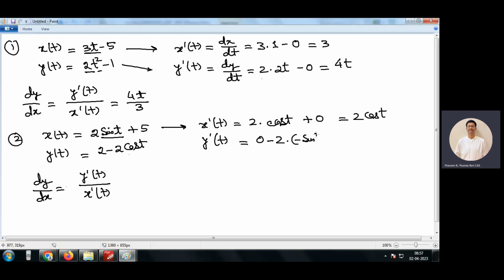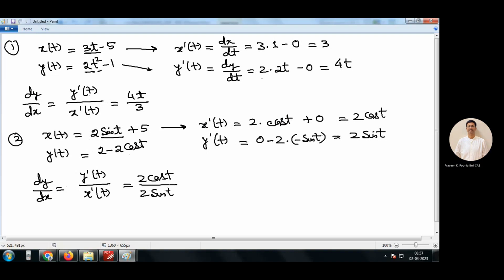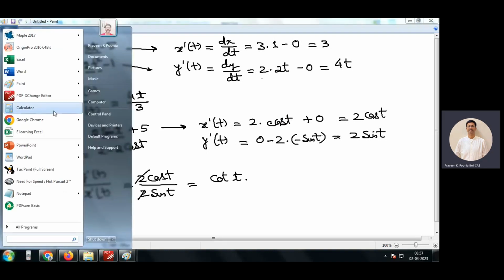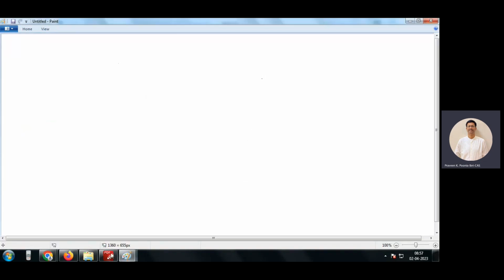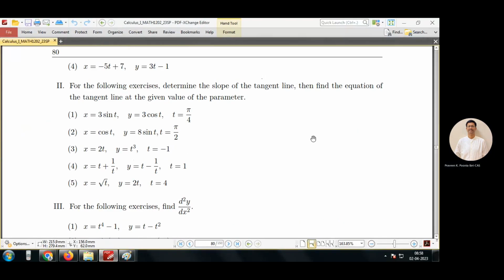It is minus sine t. So minus minus plus, it is 2 sine t. Put the values here: twice cosine t upon twice sine t. The 2s cancel, so cosine t upon sine t is cot t. So this is a very easy technique to find the derivative of parametric functions.